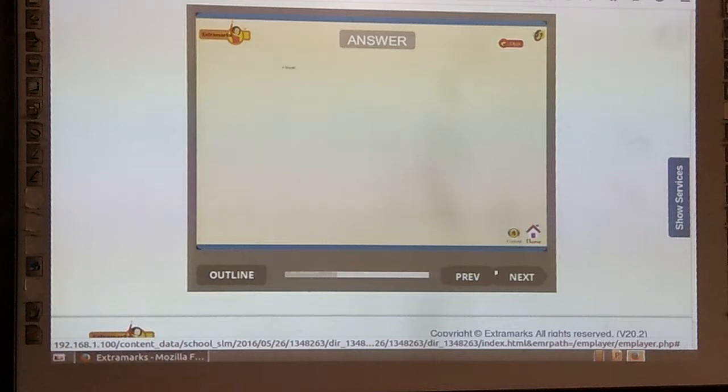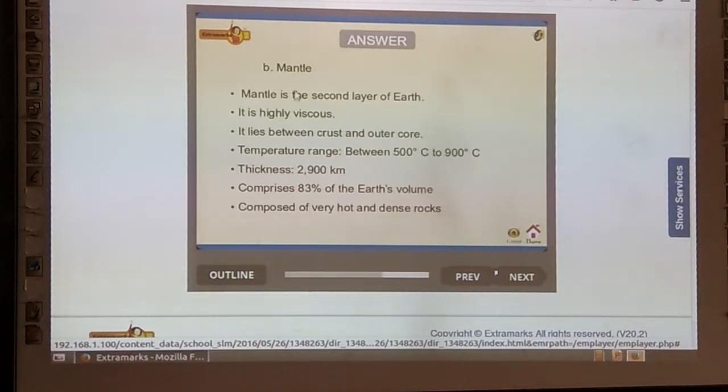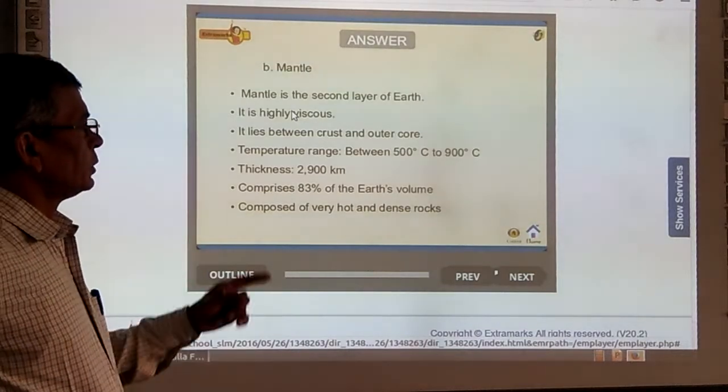The answer is mantle. Explanation: the second layer, highly viscous, lies between the crust and the outer core. Temperature range is 500 Celsius to 900 Celsius. Thickness is 2900 kilometers. It comprises 83% of the volume of the earth. It is composed of very hot and dense rocks.